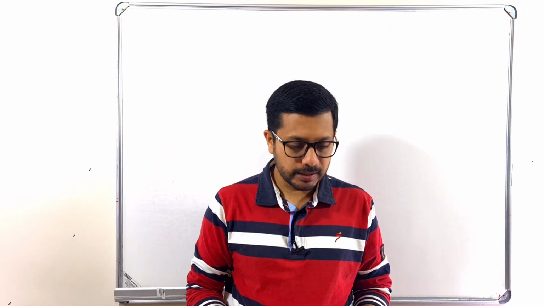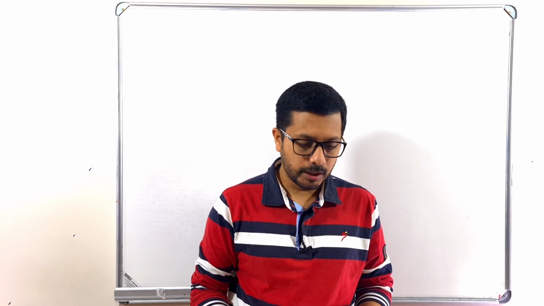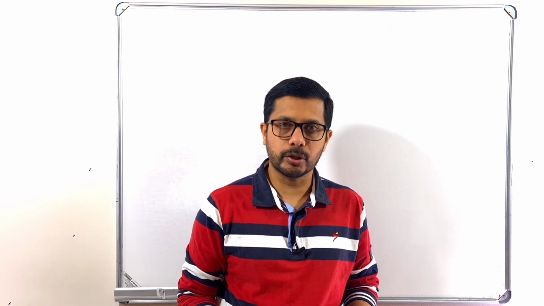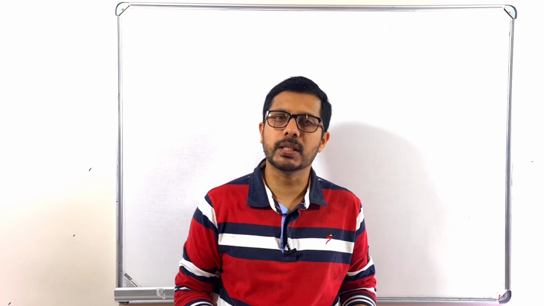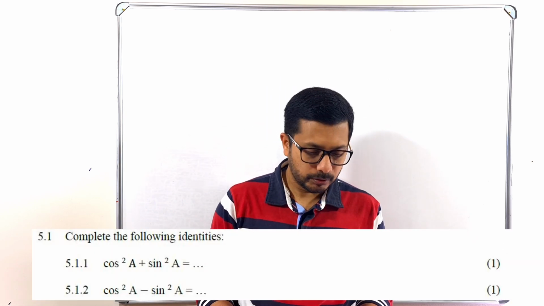In this lesson, we are going to revise the September 2019 Eastern Cape Province Trigonometry section. That is questions number 5, 6 and 7. Okay, so let's start with question number 5.